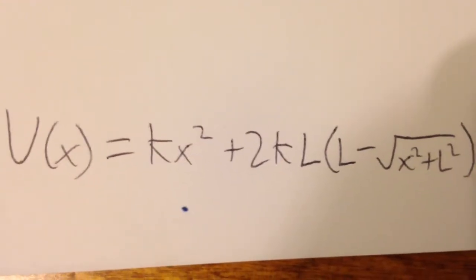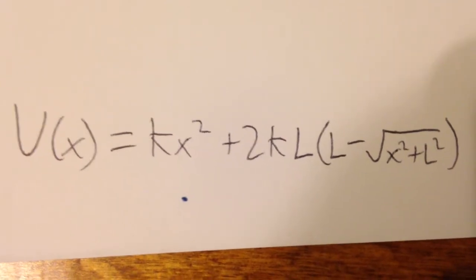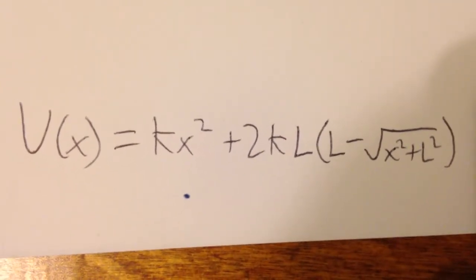U of x is equal to kx squared plus 2kl times l minus the square root of x squared plus l squared, which is what we were told to derive.